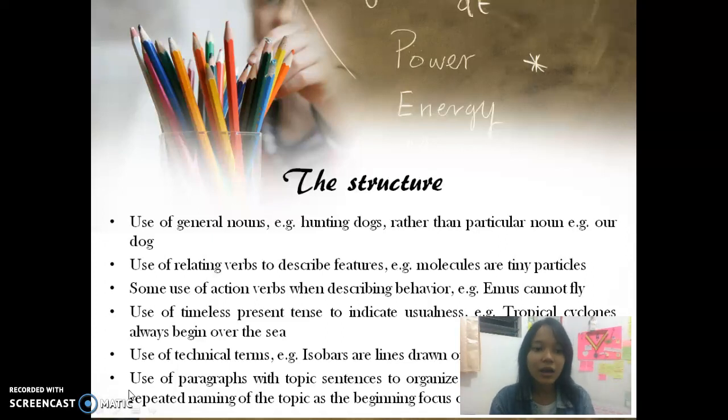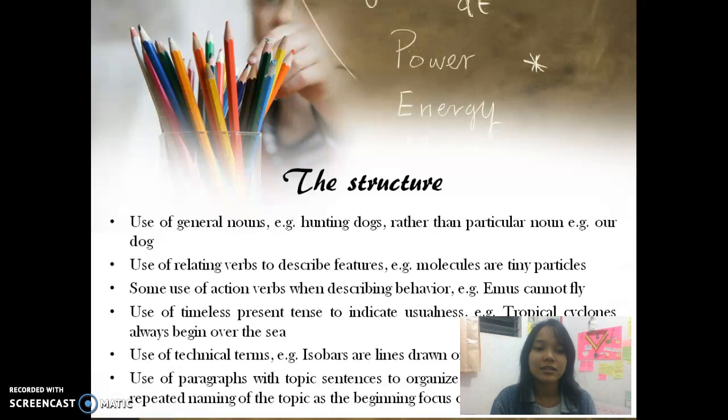Second is the use of relating verbs to describe features. Relating verbs are similar to linking verbs, for example, is/am/are, which represent the present time. For example: molecules are tiny particles. Are is the linking verb between molecules and tiny particles. You got the idea, right?